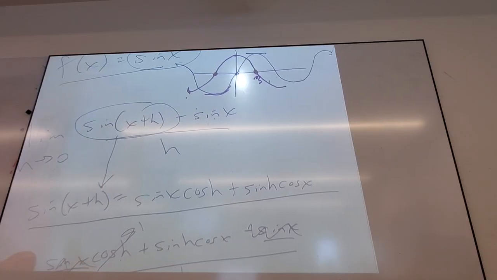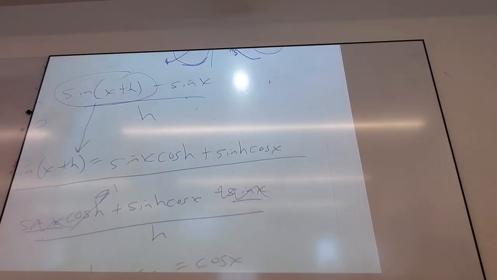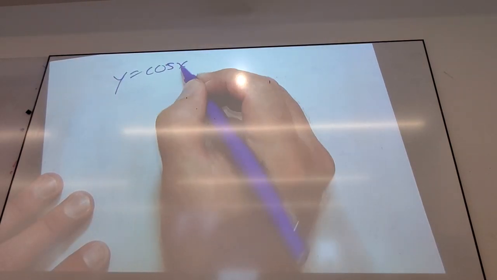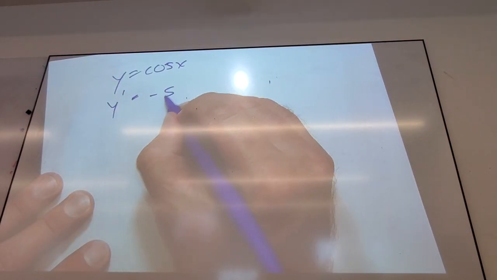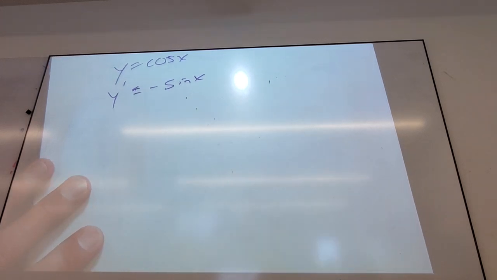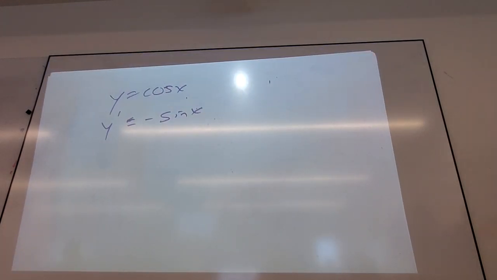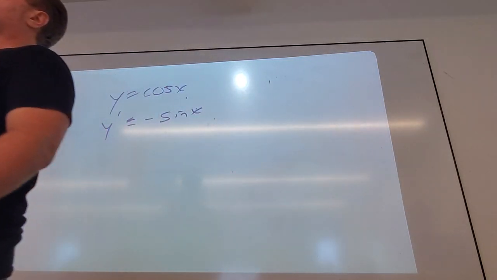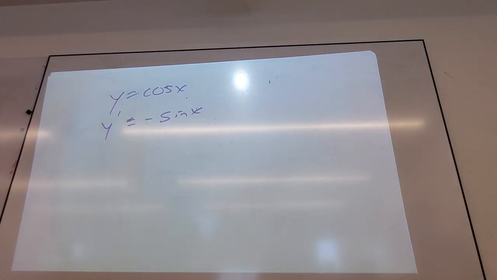Okay, so now, what's interesting is, if I do this whole thing for cosine, its derivative comes out to be negative sine. Cosine, once again, being difficult. So I could do the whole limit definition, and it would end up with negative sine x as the answer.